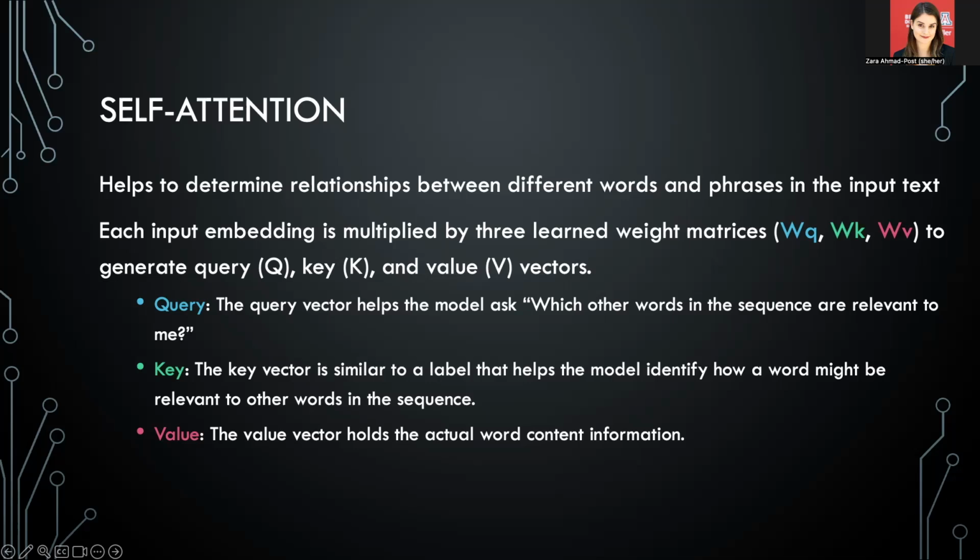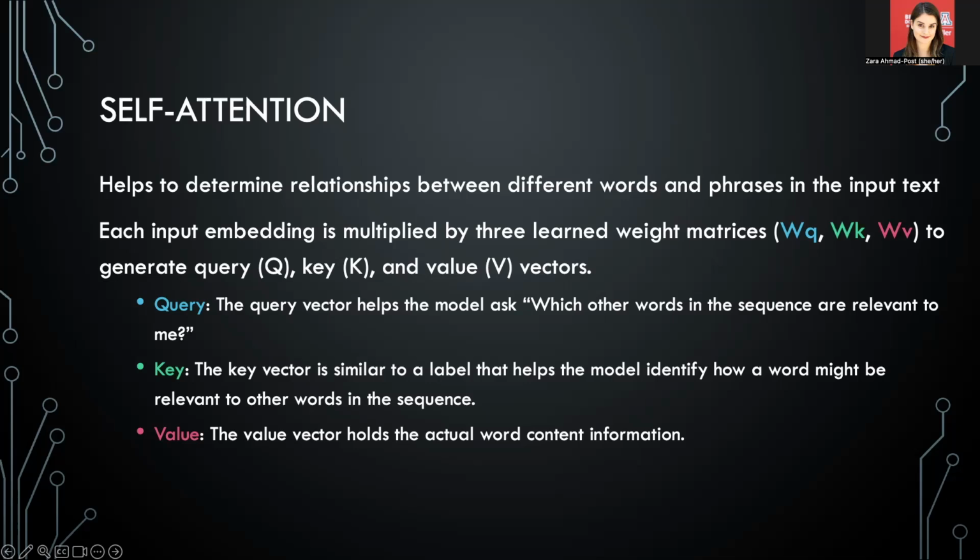Dimension 1 is always this way, and then dimension 2 is that way. So it'd be like 9 by 300, say if we use something like word2vec. And each of these is going to be multiplied by some learned weight matrices, and they're going to generate our query, key, and value vectors.